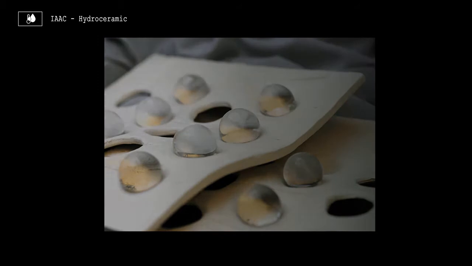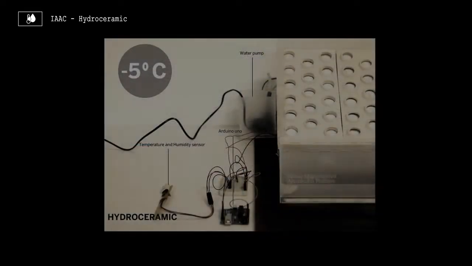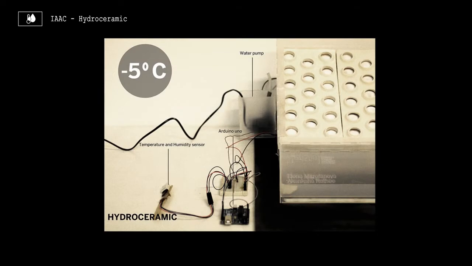Recent studies undertaken at the School of IAC using hydrogel ceramic composite called hydroceramic for evaporative cooling show promising results of reducing the temperature up to 5 degrees Celsius, in turn reducing the cooling load by almost 28%.